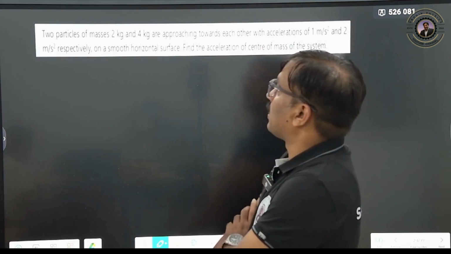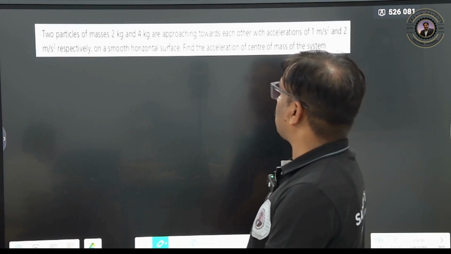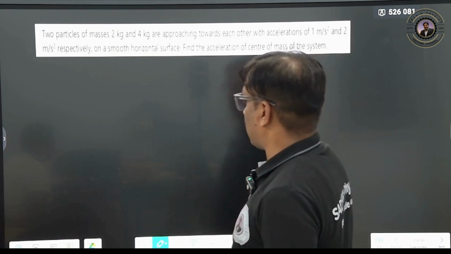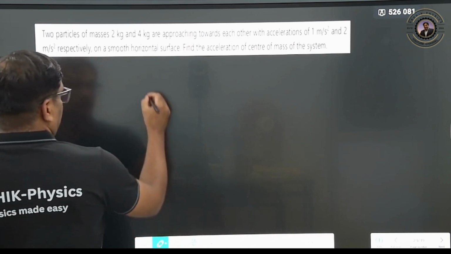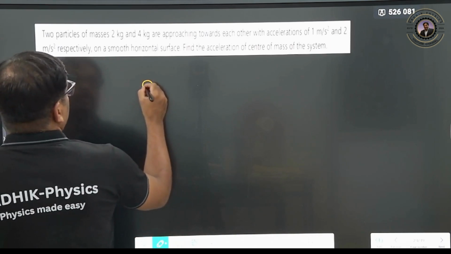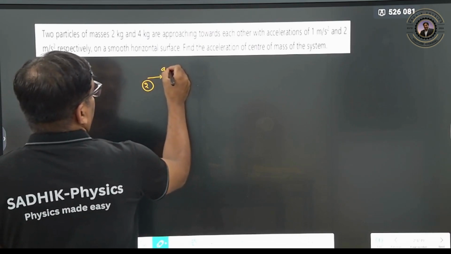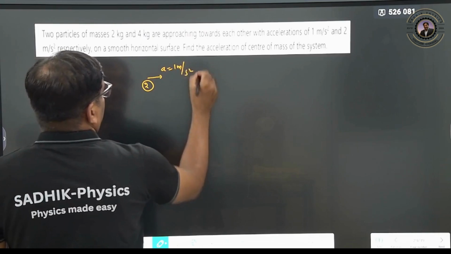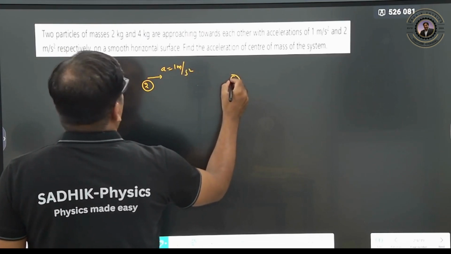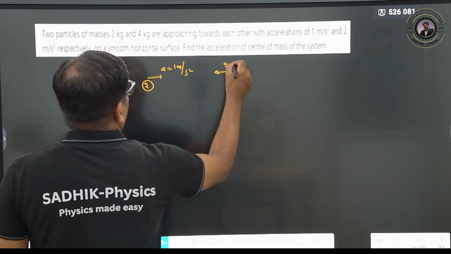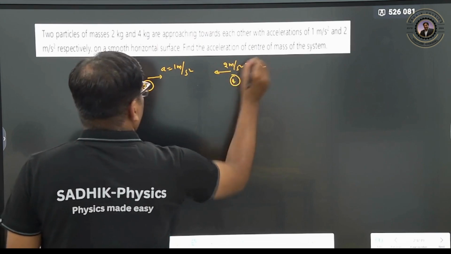Two particles, 2 kg and 4 kg, are approaching each other with accelerations. What will happen now? We can analyze it here. This is your 2 kg going toward this side with an acceleration of 1 meter per second square, and this is your 4 kg going toward the other side with 2 meter per second square. This is your a2. Clear?